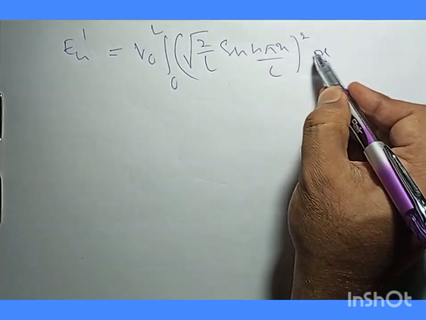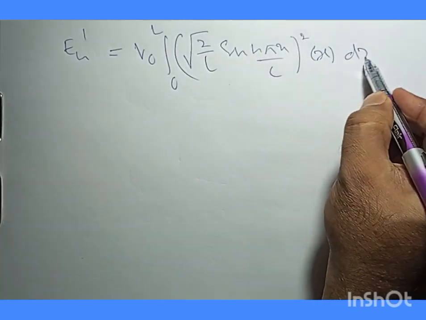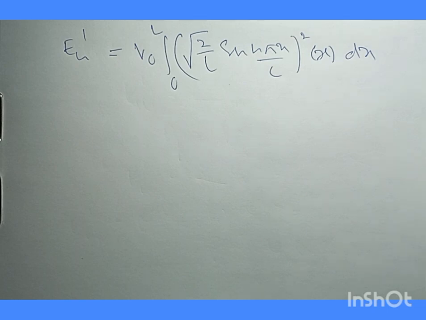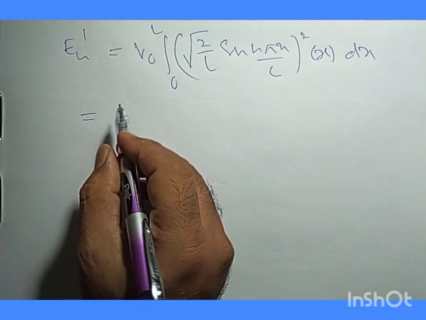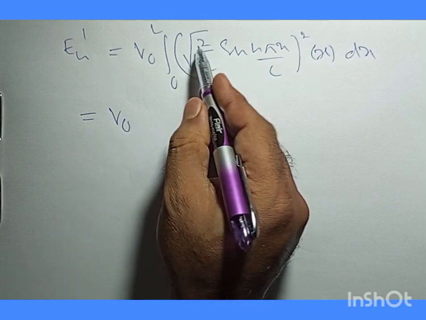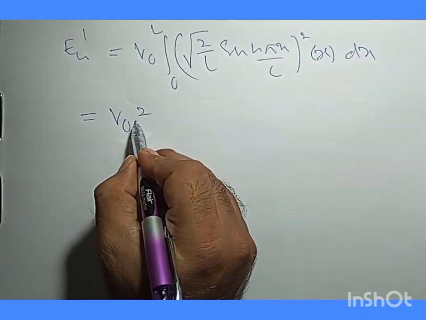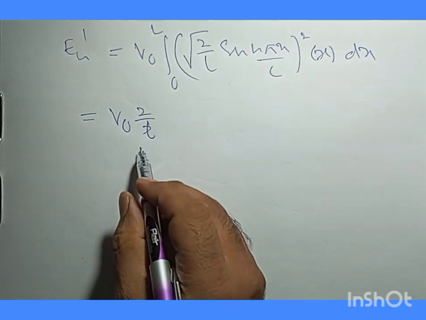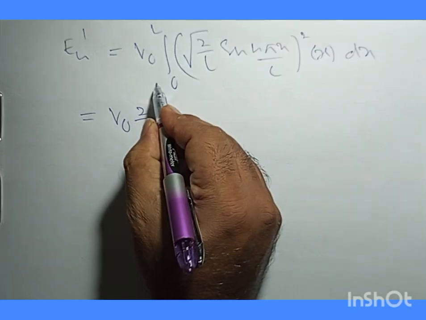Then you have x, you write that out, and then you'll have dx. This is how it will go. Now we can proceed from here. V naught is out, so the square root will cancel, so 2 by L is out. So what you are left with is the integral from 0 to L.